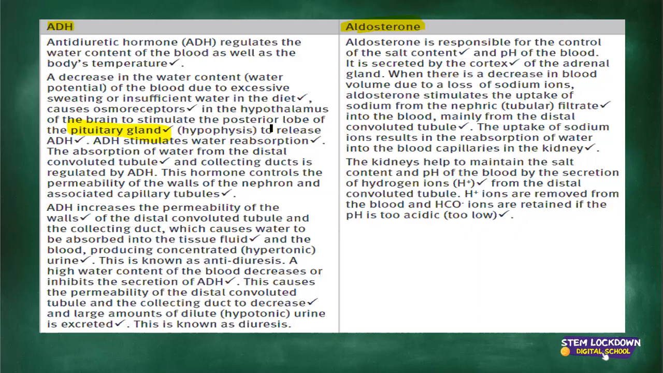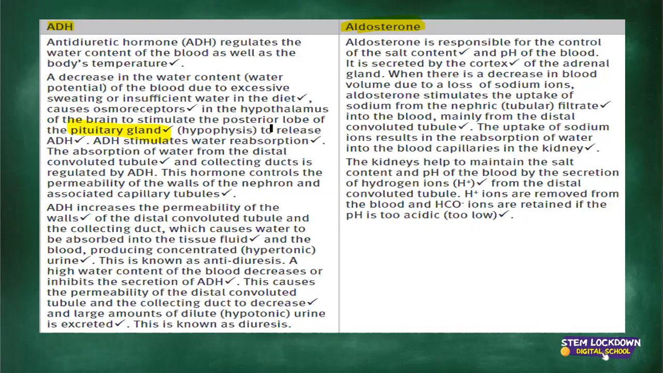And the hypothalamus was alerted by osmoreceptors. What did the osmoreceptors actually find? They found that the water content in the blood was too low. So that's how it works. Then absorption of water from the distal convoluted tubule and collecting ducts will be regulated by ADH.